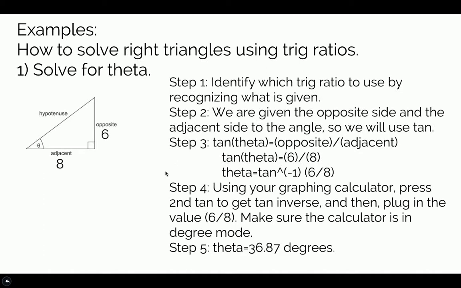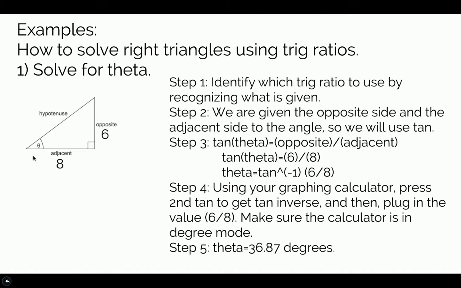Finally, let's do some examples. So how to solve right triangles using trig ratios. Let's solve for theta. The first step is to identify which trig ratio to use by recognizing what is given. We are given the opposite side and the adjacent side to the angle right here. So we will use tan.